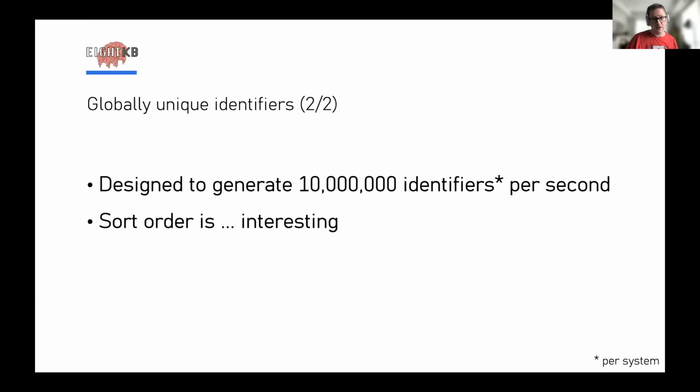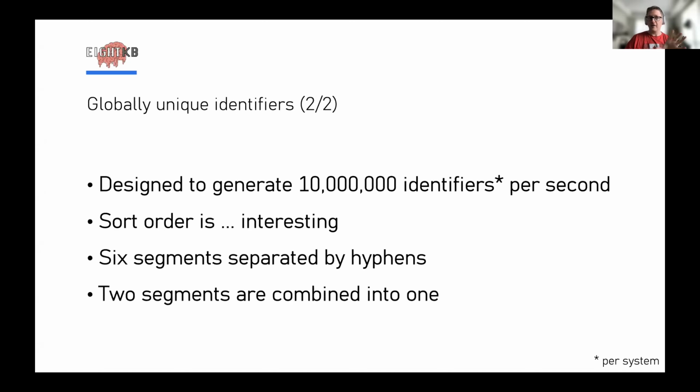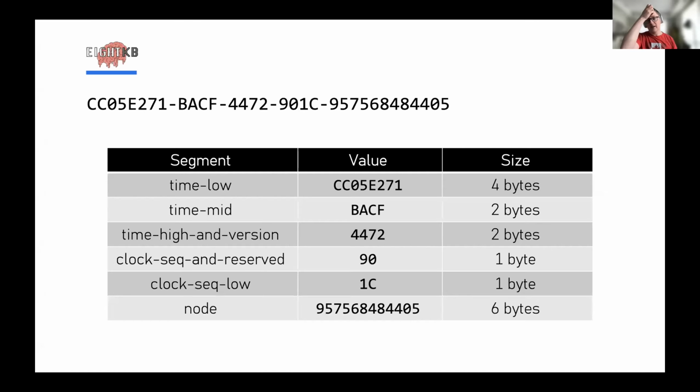The sort order is interesting, which is what I really wanted to show you today. There are 6 segments of a GUID that are involved, and there are 5 of them separated by hyphens because 2 of the segments are combined. So if we look at an example of a GUID here, we've got the time low, we've got the time mid, we've got the time high inversion, and that's the first 4 segments. Then we've got the clock sequence and reserve and the clock sequence low. These two values are the two that are combined. And then we've got the node.